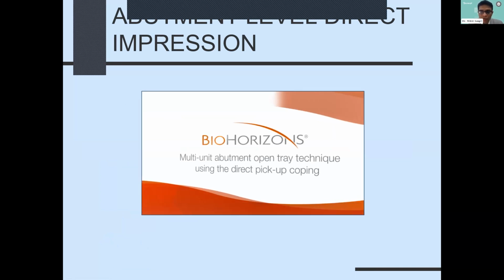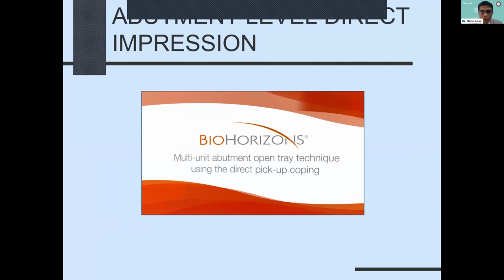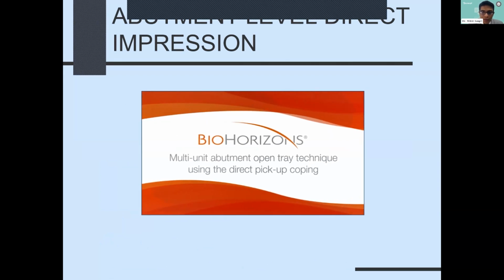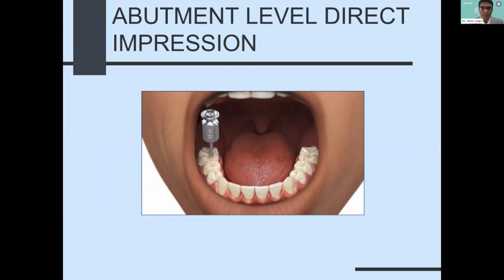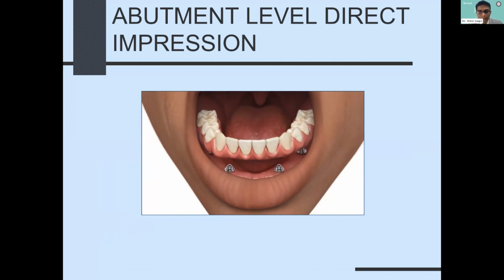Multi-unit open tray technique, using the direct pickup coping. When you have multiple implants, remove the provisional restoration and confirm that the multi-unit abutment platforms are free of any debris or soft tissue.